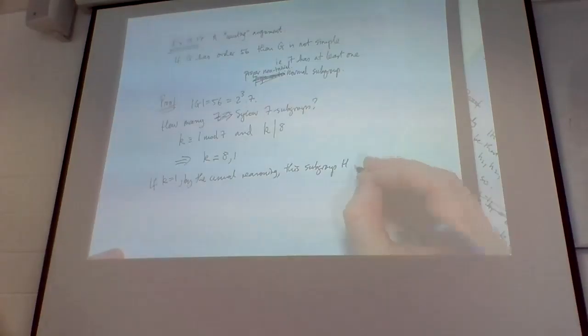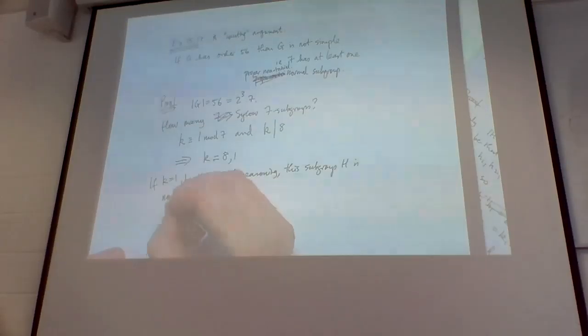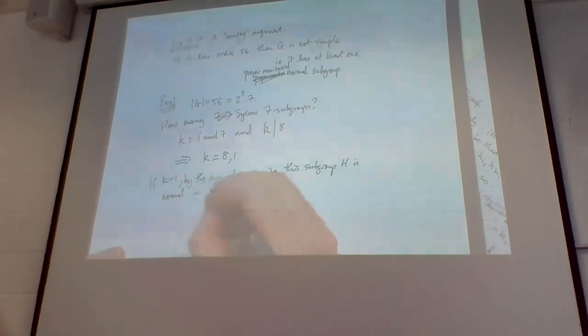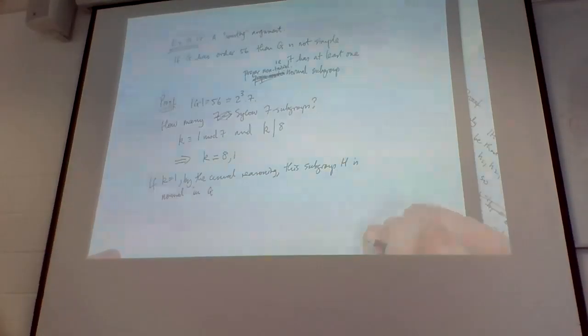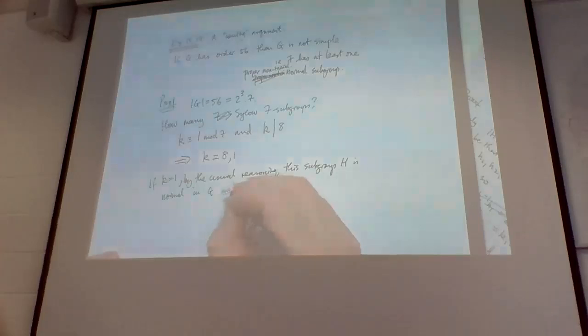So H, a subgroup of size 7, is normal in G. It's a proper non-trivial subgroup. It's got size 7, so it's a proper intermediate size. And so G is not simple.